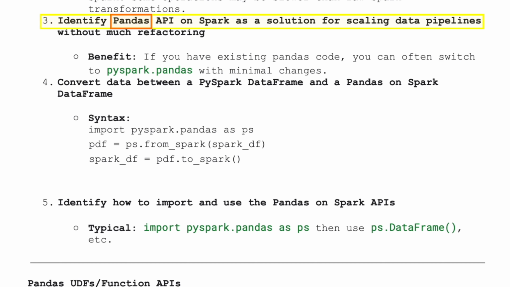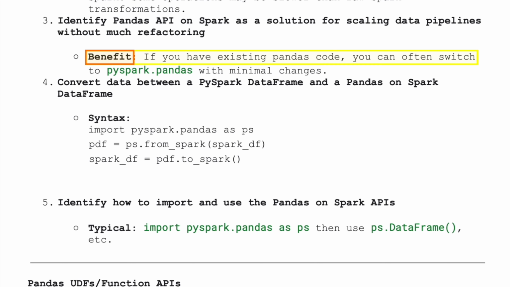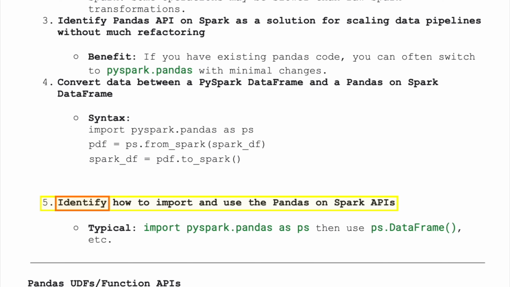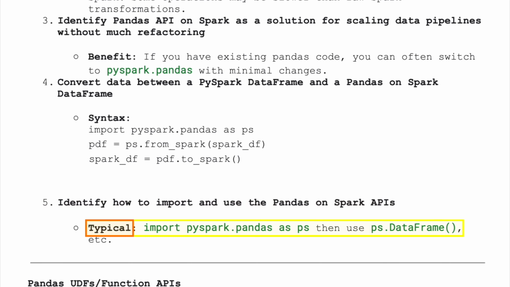3. Identify Pandas API on Spark as a solution for scaling data pipelines without much refactoring. Benefit: if you have existing Pandas code, you can often switch to pyspark.pandas with minimal changes. 4. Convert data between a PySpark DataFrame and a Pandas on Spark DataFrame. Syntax: import pyspark.pandas as ps, psdf = ps.from_spark(spark_df), spark_df = psdf.to_spark. 5. Identify how to import and use the Pandas on Spark API. Typical: import pyspark.pandas as ps, then use ps.DataFrame, etc.